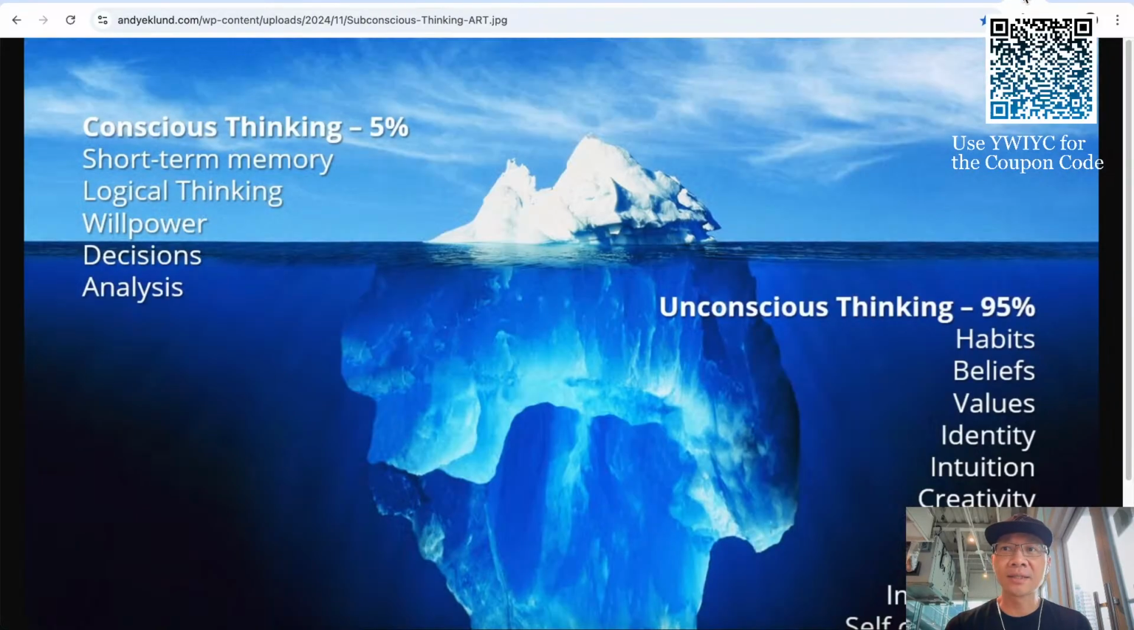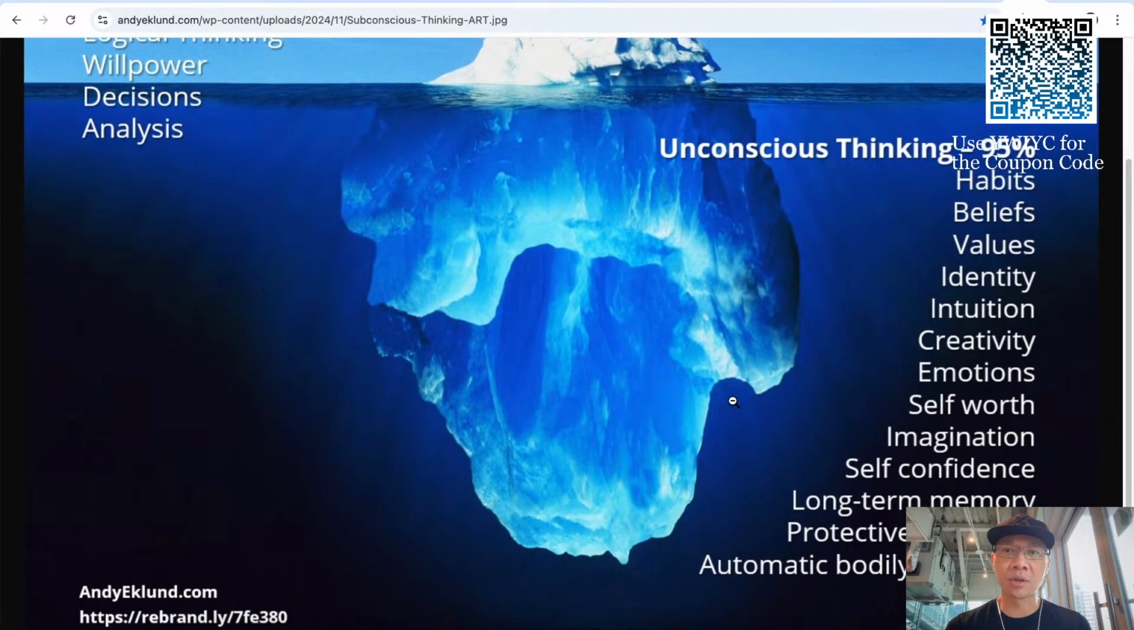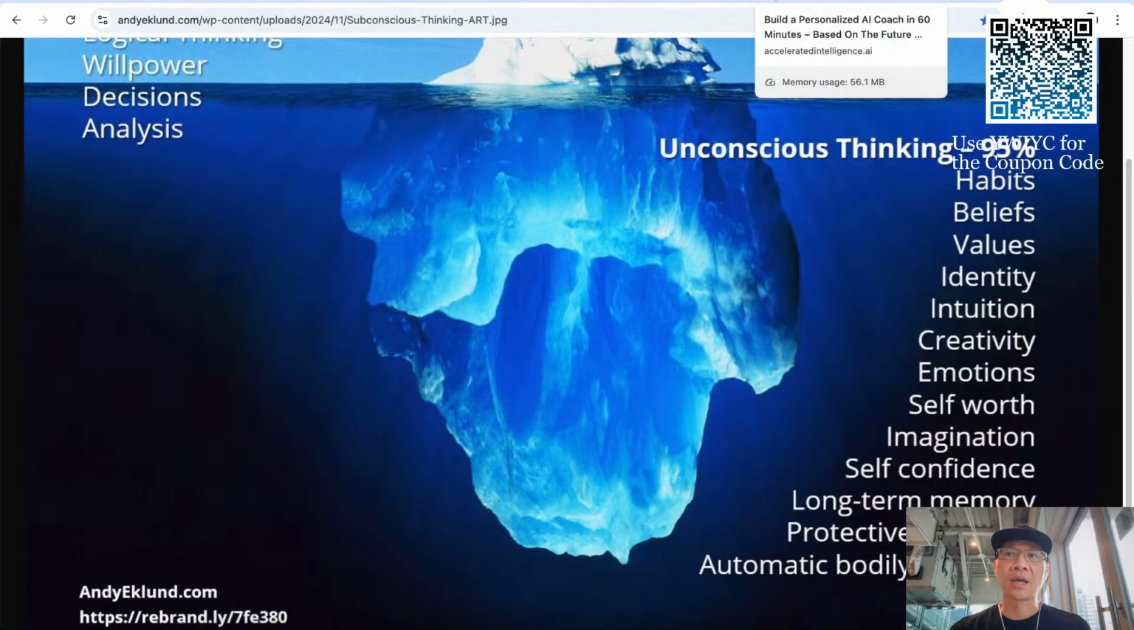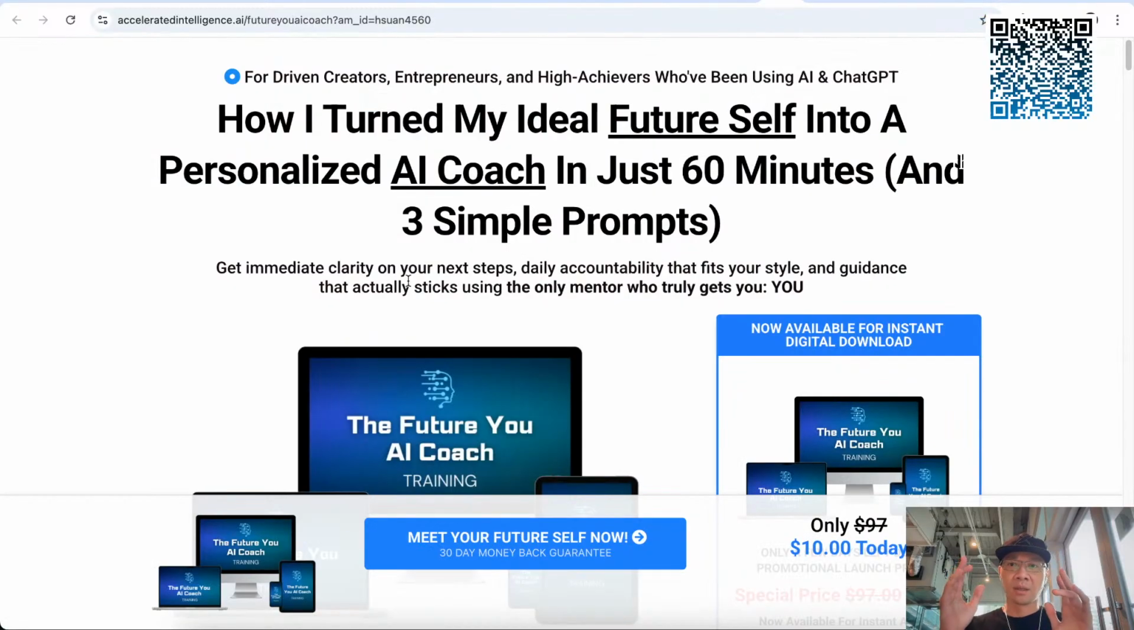I want you guys to take a quick look at this iceberg. This guy is driving your future. What does that future version of yourself look like? What are the habits and beliefs, the identities, the self-worth, the imagination, the self-confidence? I'm going to share with you something I've been using the last couple of weeks, and I'm thinking this is very, very powerful, okay?